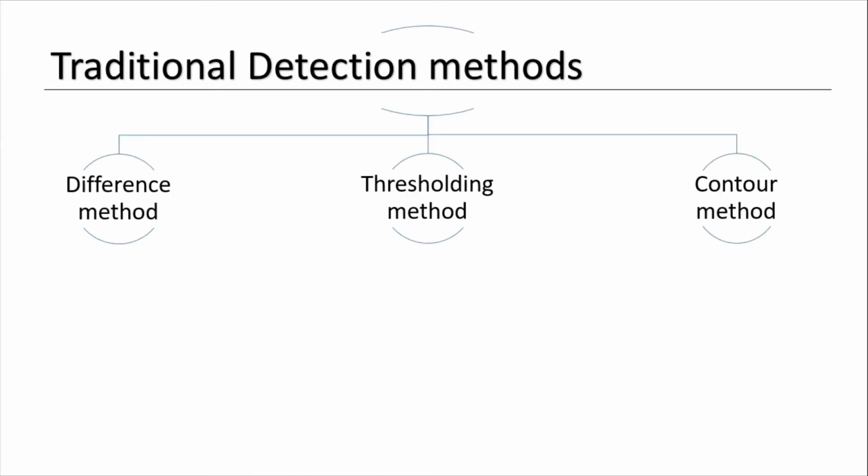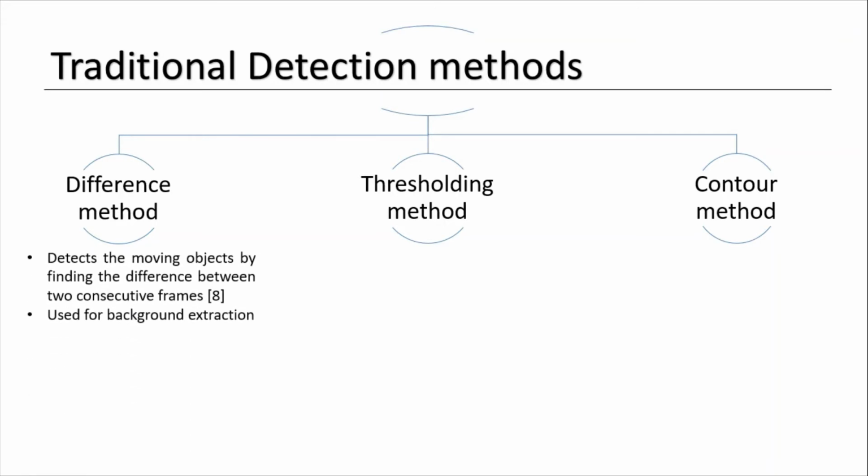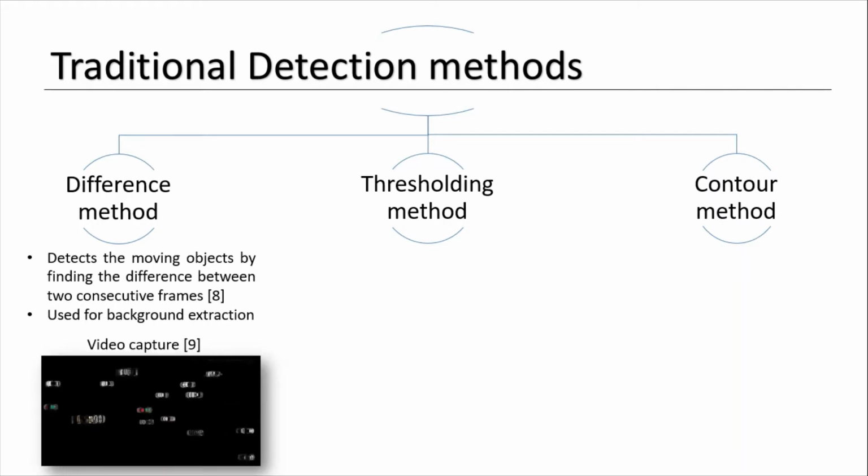First, the difference method. It only detects the moving objects by finding the difference between two consecutive frames. Therefore, it's used for background extraction. For example, in car detection, the cars will be detected as moving objects, while the road and the surrounding areas will be extracted as they are considered a background.